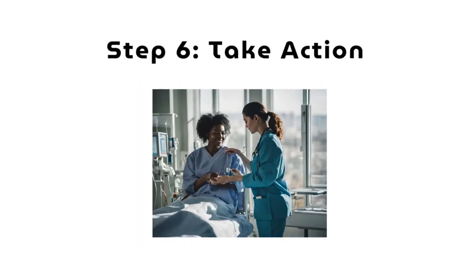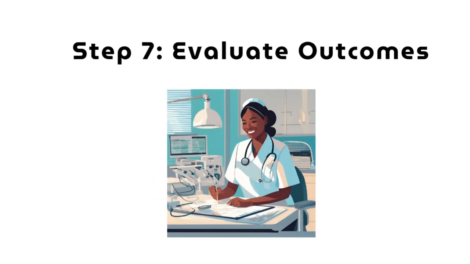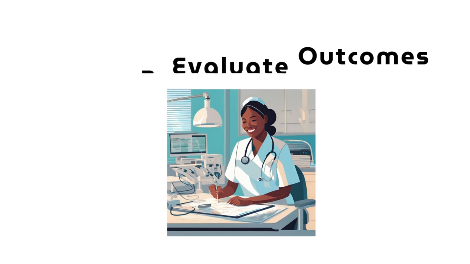Step 6. Take action. Implement interventions based on your goals. Actions may include administering oxygen, medications, or repositioning the patient. Example: start oxygen therapy and bronchodilators as prescribed. Step 7. Evaluate outcomes. Assess whether the interventions achieve the desired outcomes. Example: recheck the oxygen saturation and reassess the patient's comfort.